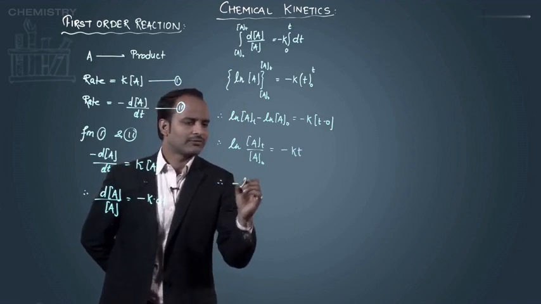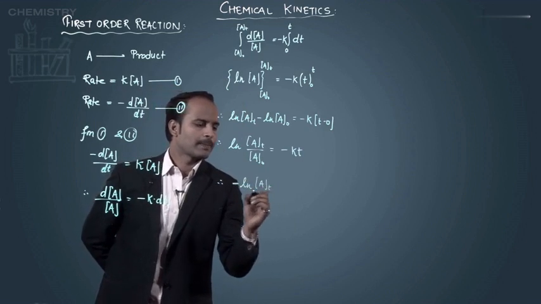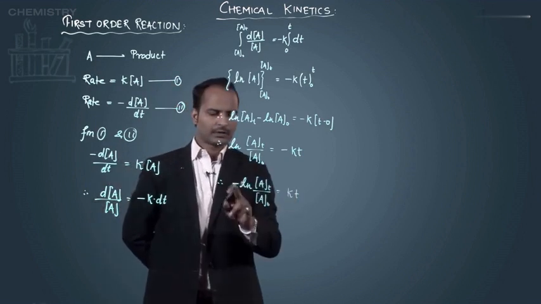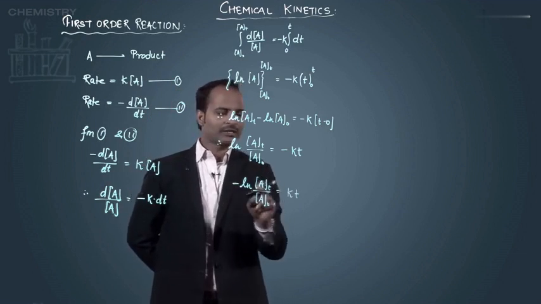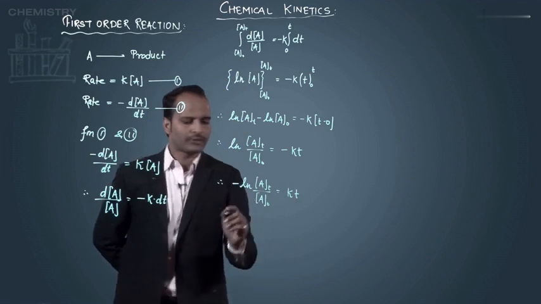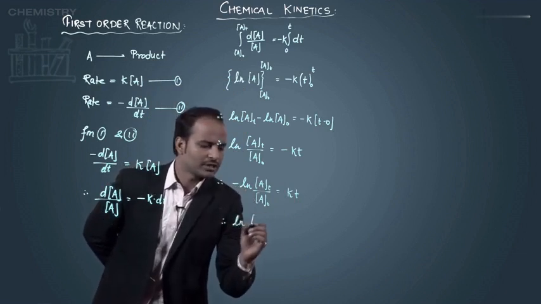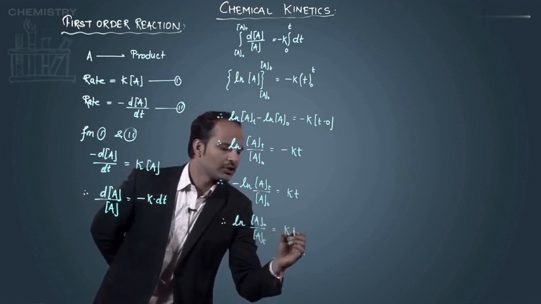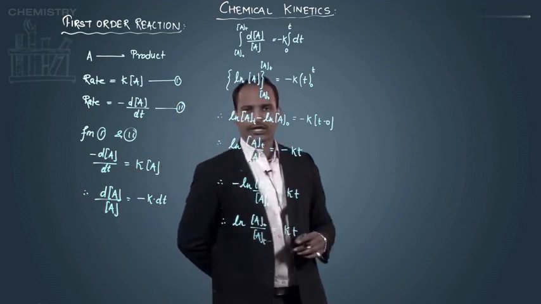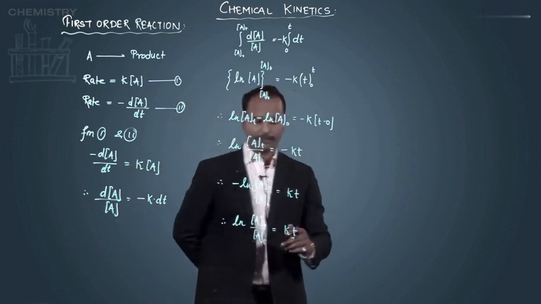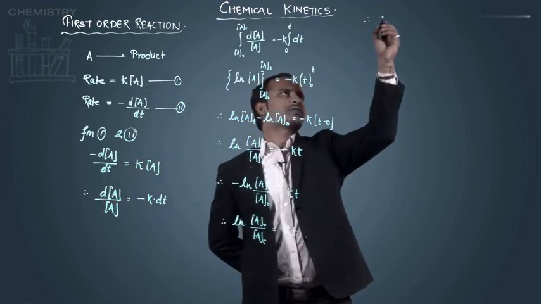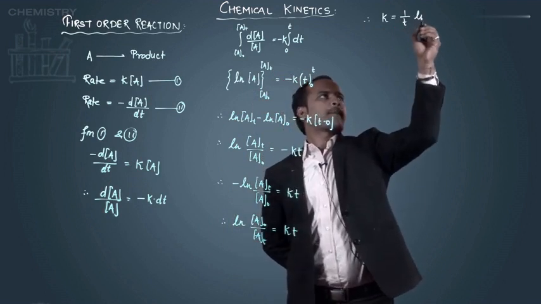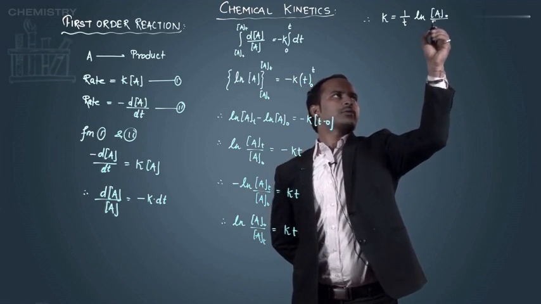Let's shift the minus sign to the left hand side. So it will become ln At upon A0 is equal to K into t, when we multiply the minus sign with this. If I multiply the minus sign with this, we will get the reciprocal of it. So from At upon A0, it will become A0 upon At, is equal to K into t. I want the formula for K. So K is equal to 1 upon t ln A naught upon At.